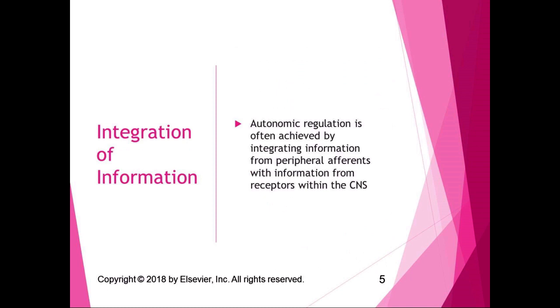Autonomic regulation is often achieved by integrating information from peripheral afferents with information from receptors within the central nervous system. A lot of the regulation goes on in the central nervous system, so it takes that peripheral information, processes it, and decides what changes need to be made. And often changes in the autonomic nervous system are effected through hormones or glands.